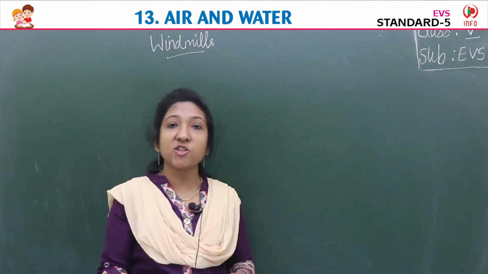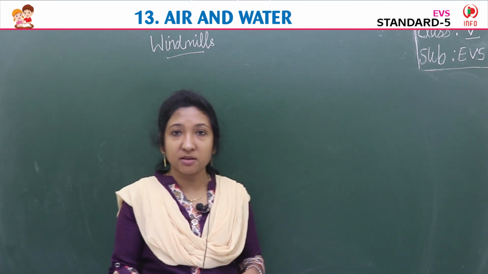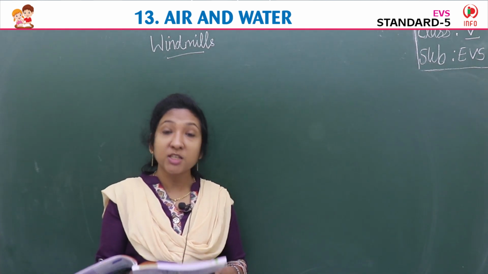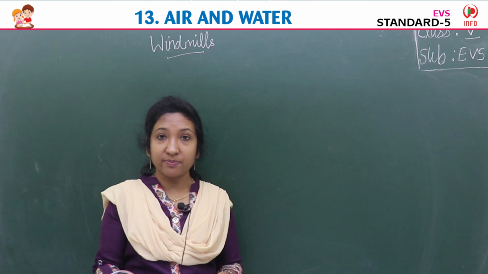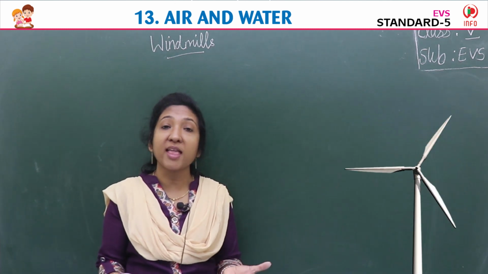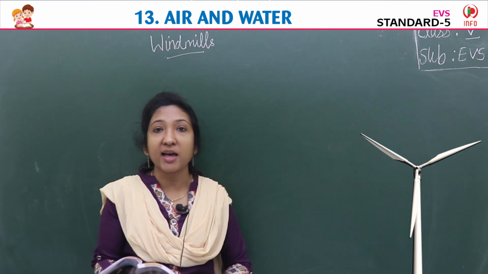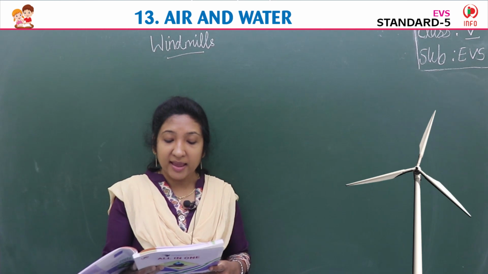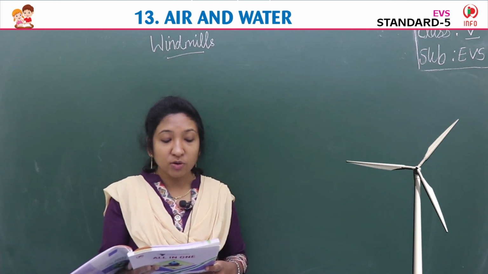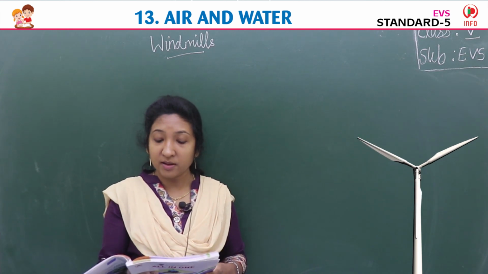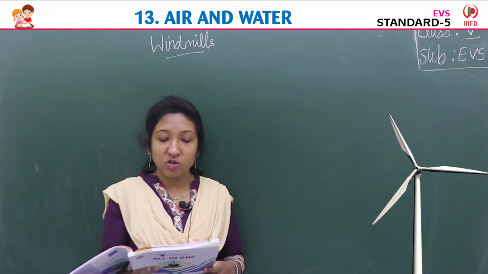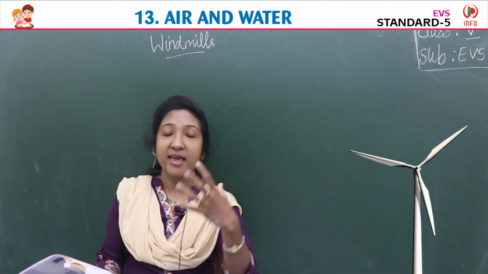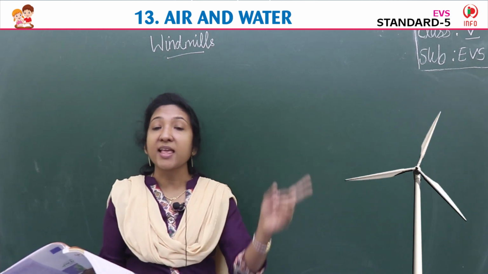Okay, children? Yes, children. So next is windmills. Windmills use wind to generate electricity. What are windmills? Windmills are used to produce electricity, the power, the current. A large number of windmills have been erected in places like Aralvaimozhi and Kayathoru for generation of electricity. Air spreads in all directions, isn't it? That is a property of air, because this air they use by this windmill to generate electricity.